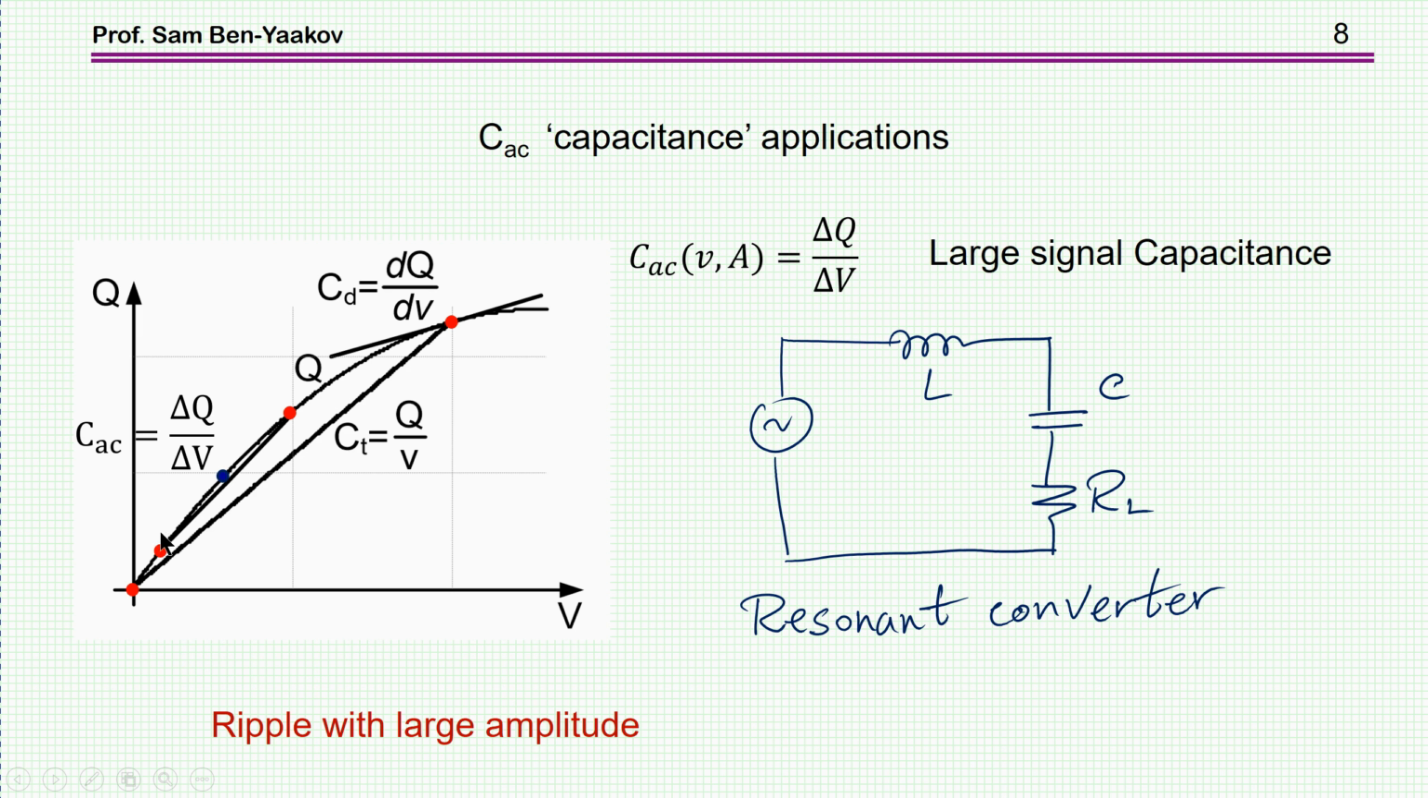You have to resort to the large signal definition, and again this could be with or without DC voltage on the capacitor. For example, if the capacitor has no DC, then of course you are moving from 0 back and forth. If the capacitor does have some DC on it, then of course, say this is the DC, you'll be moving on this curve. So this is the large signal capacitance, which is a function both of the voltage you're at and the amplitude. As I've said, this is also very relevant to ripple with large amplitude.